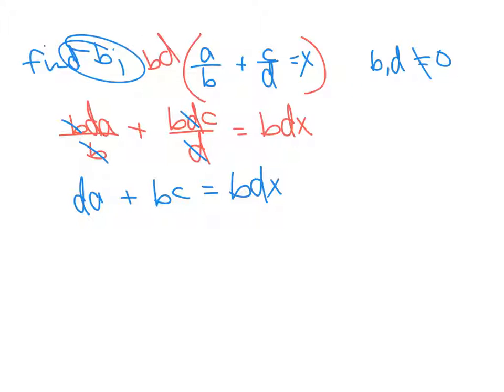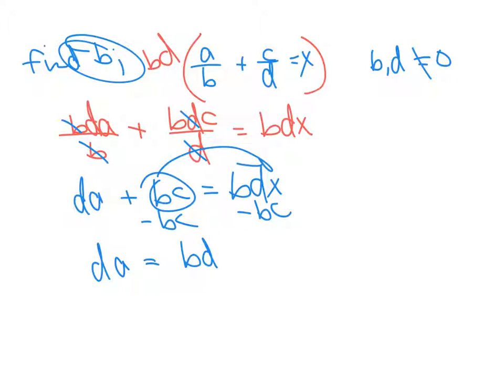We're looking for b. Let's get the b's together. So we're going to subtract BC here. So remember, if they're multiplied, you have to take the entire thing and move it over here. You can't just take the b. So I'm left with dA equals BDx minus BC.